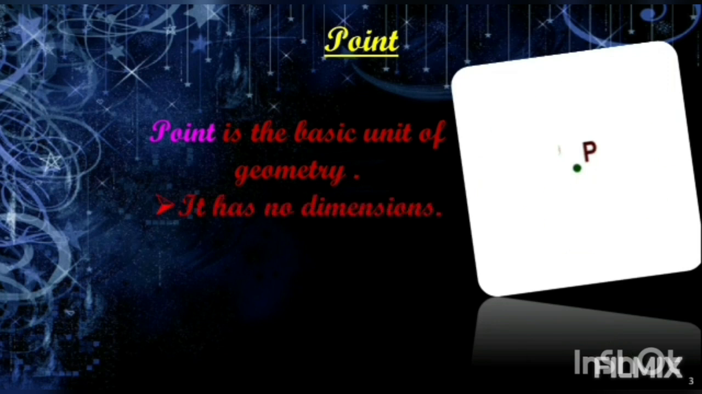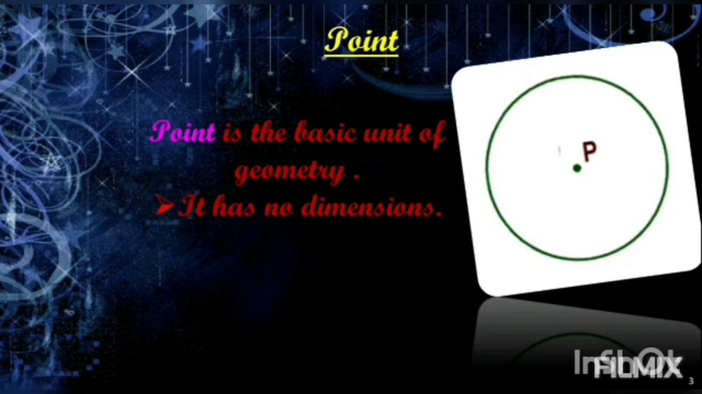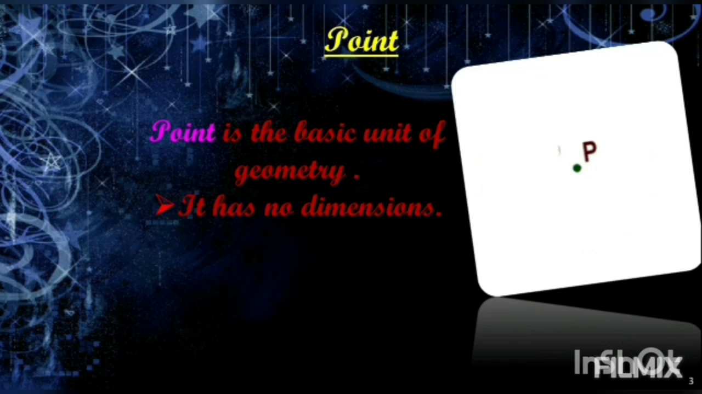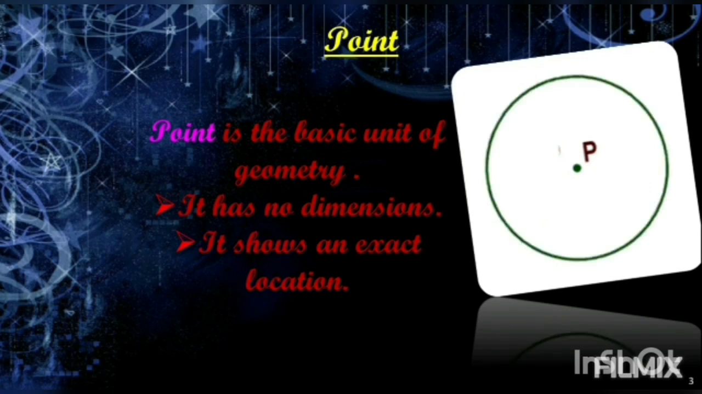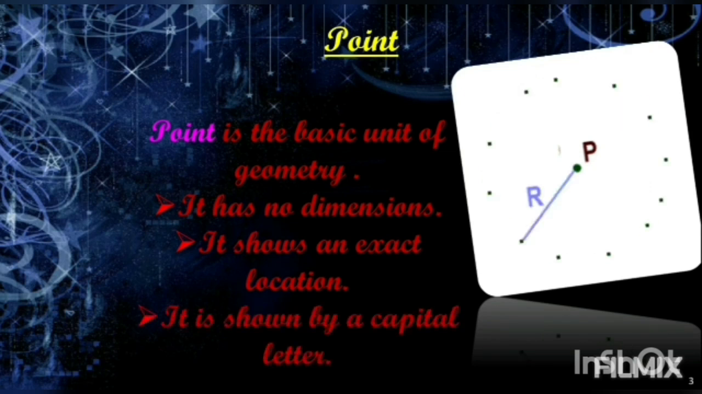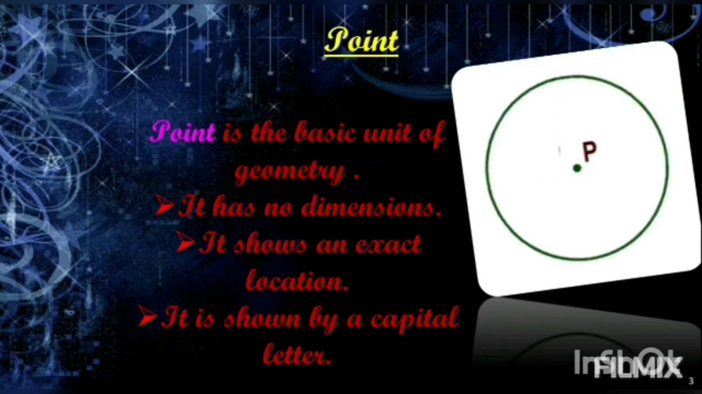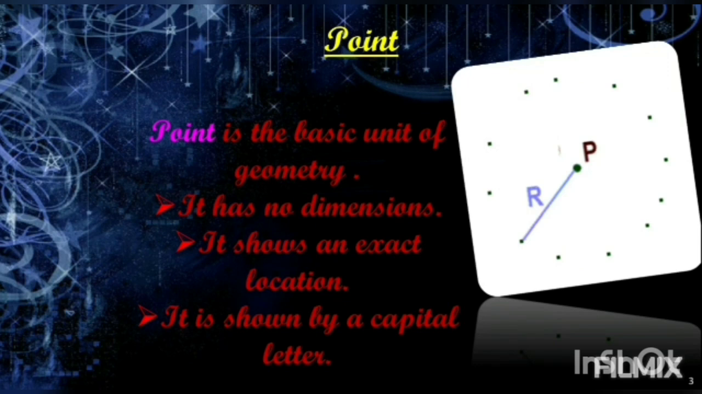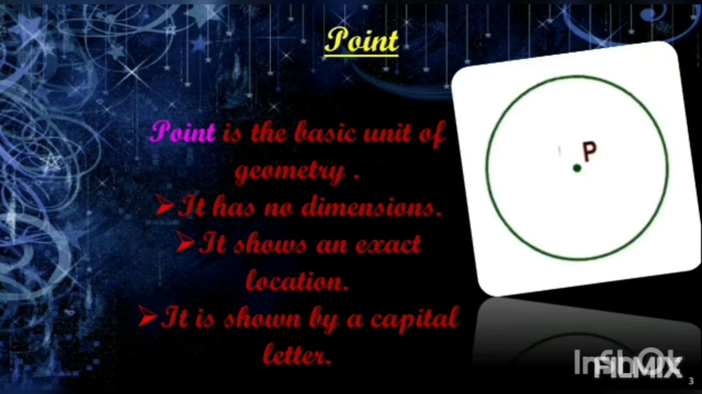So let's have a look at its properties. A point has no dimensions. That means it doesn't have any length, breadth or height. It shows an exact location. Furthermore, it is always denoted by a capital letter, like the one shown in our figure, capital letter P.